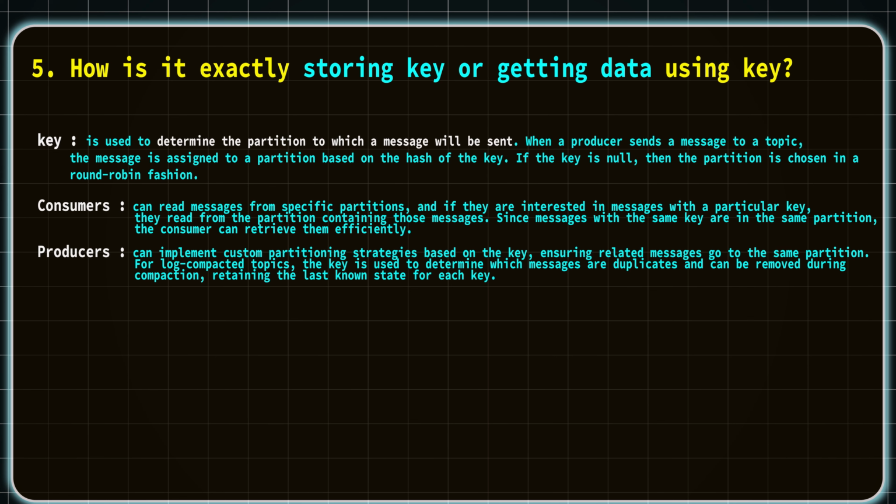This question is again from Kafka. How exactly is it storing the key or getting data using the key? When a message is assigned to a partition, the hash of the key determines the partition. We know this, right? Of course, consumers can read the messages from particular partitions using this key. If the key is the same for a set of messages, the consumer can retrieve them efficiently from a particular partition. So this is how the key is stored and data is retrieved.